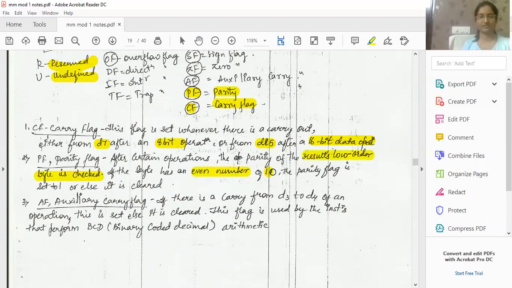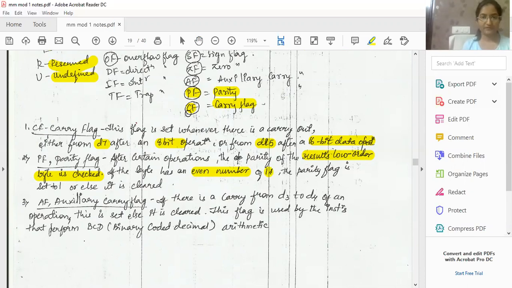Okay, whenever your processor is performing a particular operation, then whatever result is generated, the low order byte is checked for its parity. That means the number of ones is checked in the low order byte of the result. If the number of ones is even, then the parity flag is set to 1. Otherwise it is cleared, right?